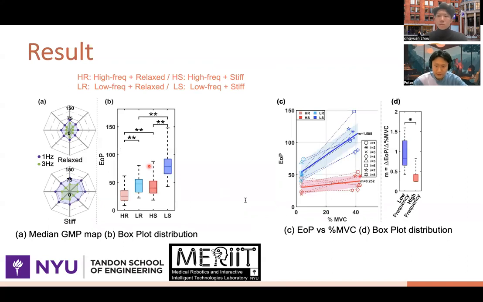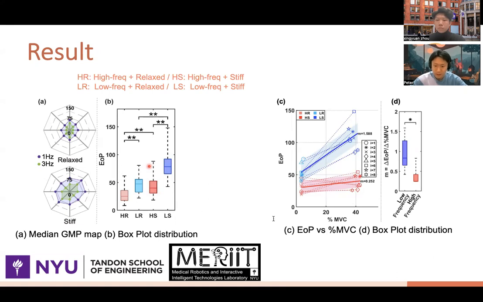To better visualize and understand the results, we perform statistical tests on the EOP value distributions. Figure A shows the median GMP map, which makes the trend from the previous slide even clearer. In Figure B, the EOP values are separated into 4 subgroups: high-frequency relaxed, high-frequency stiff, low-frequency relaxed, and low-frequency stiff. This figure shows that the EOP increases with muscle co-contraction and decreases with frequency.